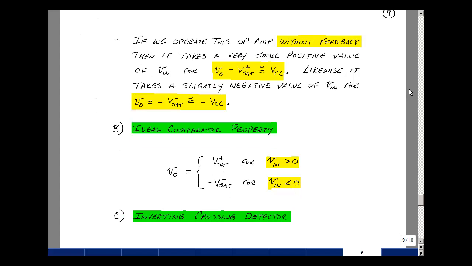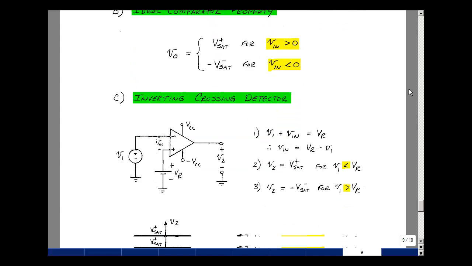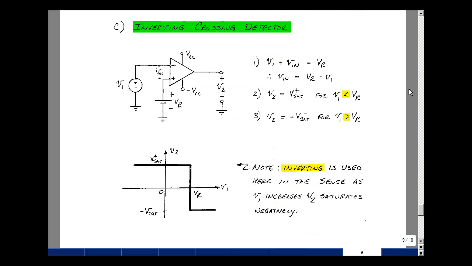Take a look at an application called an inverting crossing detector. To analyze these types of circuits, what you need to do is label where Vin is, and then solve for Vin in terms of the inputs to your circuit and the other circuit components. So here I've got a battery connected from the plus terminal to ground, and the voltage V1 is a rise in voltage, Vin is a rise in voltage, and then the drop would be VR. So we can then solve for Vin as VR minus V1. When this quantity is positive, then the output will saturate positively, and that means that V1 would be less than VR. So whenever our input voltage, which could be something changing with time, is less than a DC value, the output will saturate positively.